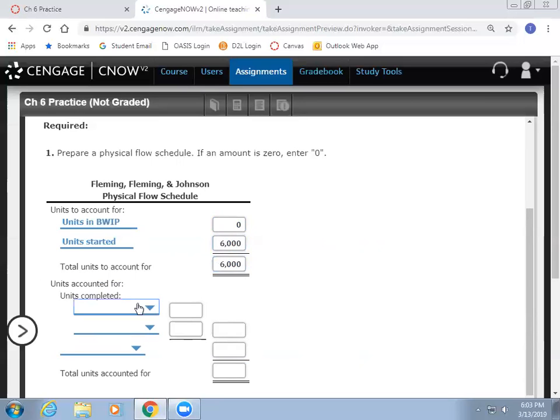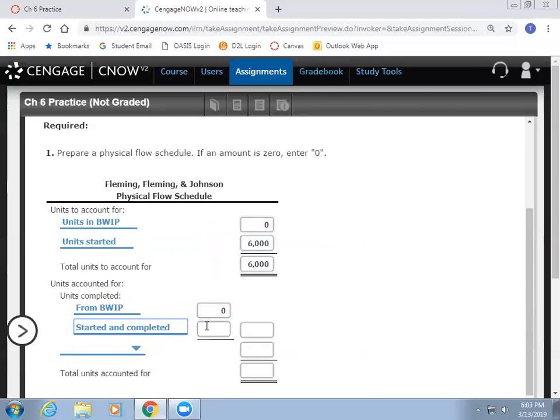From those units, we know that from beginning work in process, we have 0. And then we started and completed 5,000. So there we're actually calculating how many were completed and transferred out. That doesn't really show on your little notes here, but that's calculating what was completed and transferred out. So it's just a breakdown. So 5,000 units were started and completed, or actually just completed and transferred out.